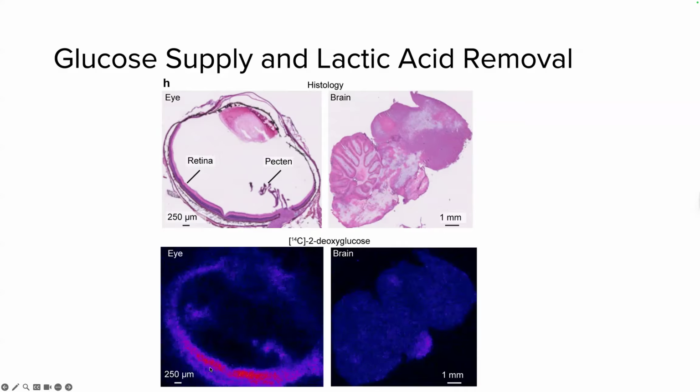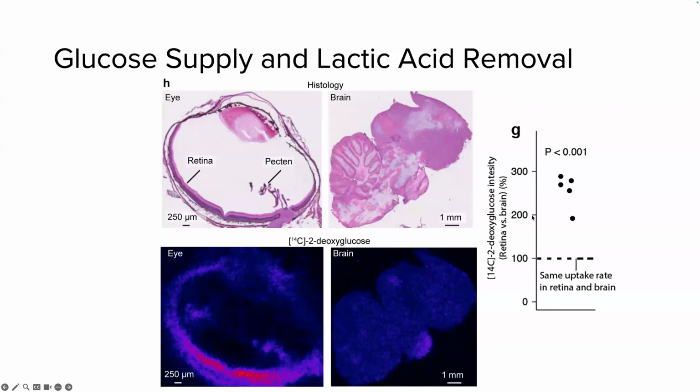So when we measured the glucose uptake in the same sections, we can see that the retina indeed takes up glucose, and it actually does that at a 250% higher rate compared to the brain. So this shows that the retina can indeed get the glucose that they need, despite that there's no internal blood vessels to supply that glucose.